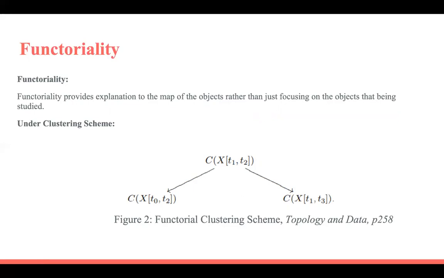Just consider our data X, and the axis varies by time. So X of t1, t2 means that the data occurs between time t1 and t2, and C is just denoted as a set of clusters. So clearly, if this cloud diagram is functorial, then you can have a diagram that looks exactly like figure 2. It implies that a single cluster that happened at time t0 can break into two clusters in the interval of t1 and t2.